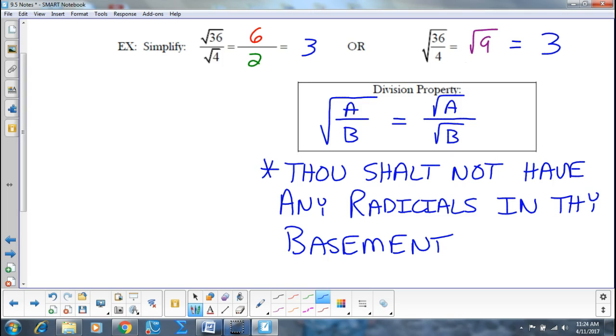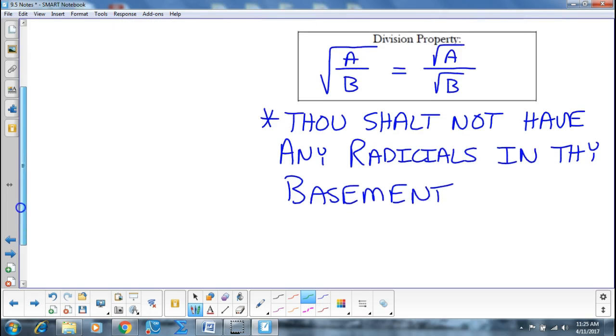What does that mean? So no radicals in your denominator. Okay? It's what we call rationalizing your denominator. Just like when we were dealing with imaginary numbers, we said no imaginary numbers in your denominator, no radicals in your denominator. Okay? Now, with that condition comes a reminder.